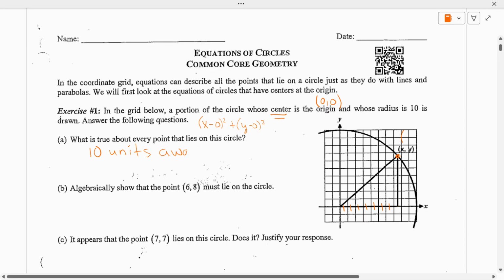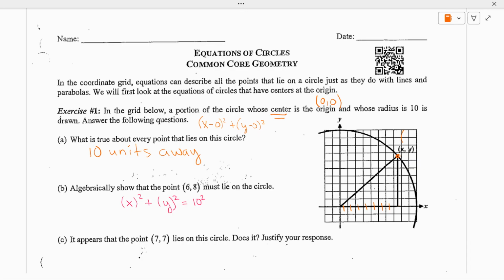I don't know how we messed that graph up. Every point is 10 units away. Algebraically show that the point 6, 8 must lie on the circle. Well, if all of the points are 10 units away, that means that the radius squared is 10 squared, which is what? 100. Okay. If I use the point 6, 8, because that's nicely on the graph.